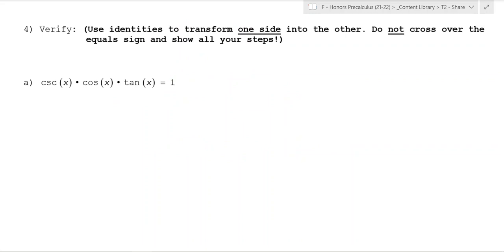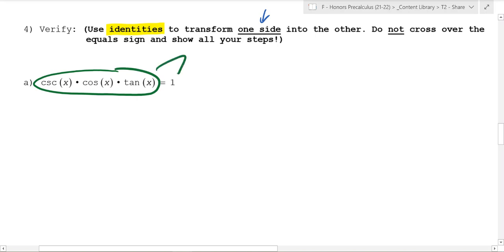Now here's where we get to prove what are traditionally kind of like the full identities. What I mean by that is we're going to use identities to prove specific equalities. And here's the key thing. You're transforming one side into the other. Basically, another way you can think about this is taking this and showing that it equals 1.